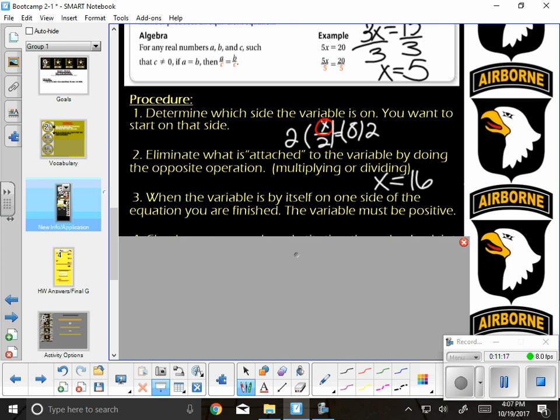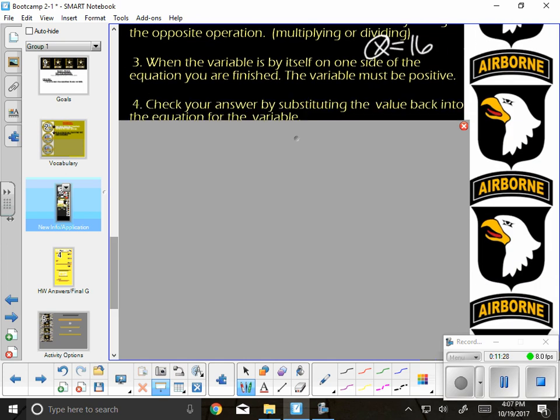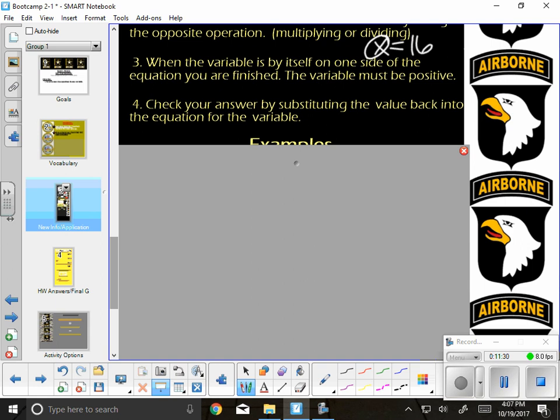Step 3, when the variable is by itself on one side of the equation, you are finished. And as you see, we have x over here by itself equals 16. And as I said before, check your answers by substituting the value back into the equation. With one-step equations, this is the only time that you're going to be able to do that.